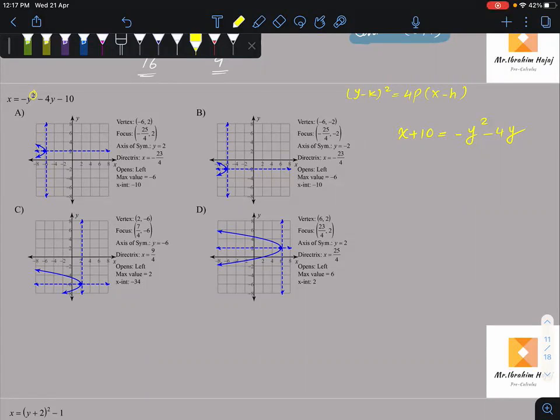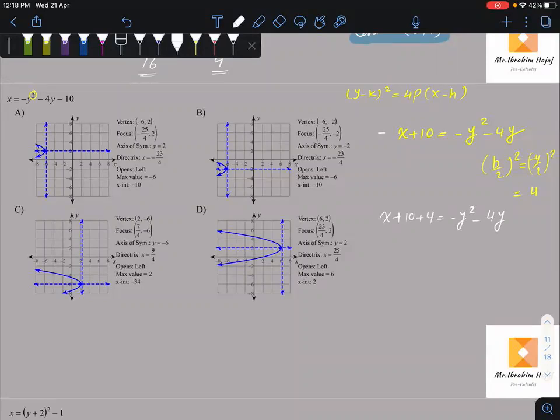Okay. And then to make it a perfect square, we have to complete the square, so we have to add p over 2 all squared. So what is p over 2 all squared here? P over 2 all squared is negative 4 over 2 all squared, which is equal to negative 2 squared, which is 4. So I have to add 4 to both sides. So x plus 10 plus 4 is equal to negative y squared, negative 4y, and then what?